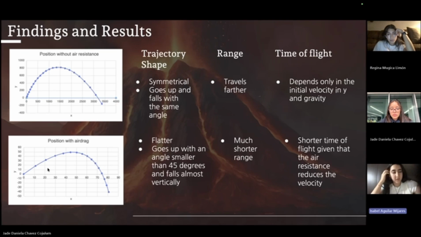The range, like you can see in the numbers, without the air resistance, it travels farther because there's nothing stopping it or obstructing it, unlike with the air resistance, which has a much shorter range. This also applies to the time of flight, because it travels a much farther path. It takes way more time to complete its flight and depends only on the initial velocity and the angle and the gravity. As in with air drag, it has a shorter time of flight, given that the air resistance reduces the velocity.